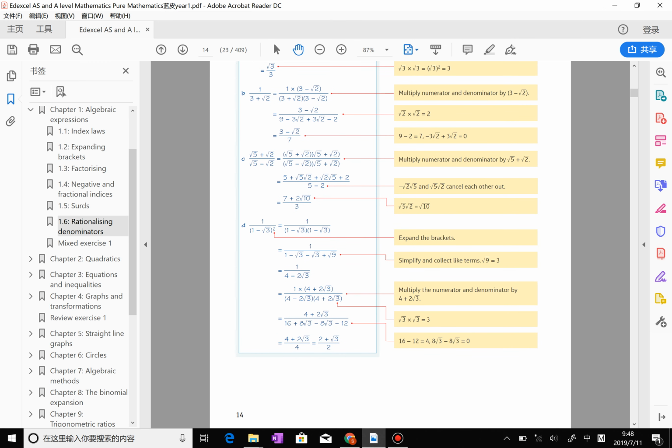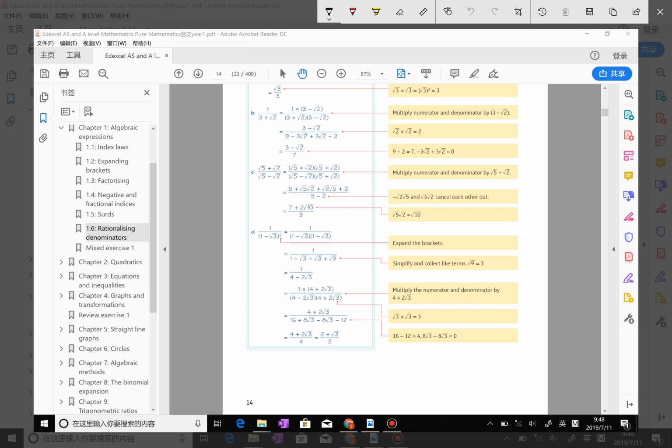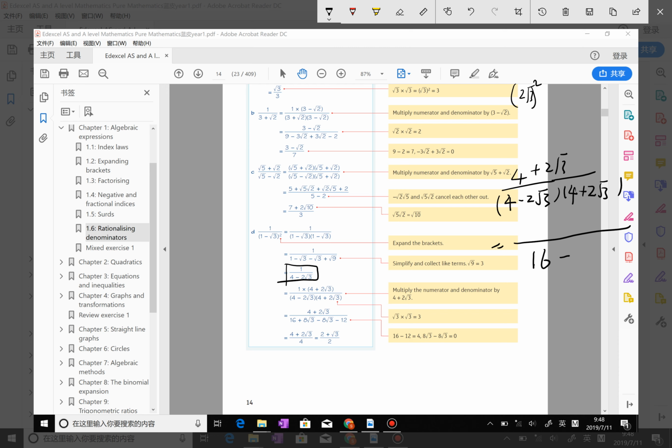Okay. Oh, I made a mistake here. What kind of mistake did I make? That's the first step. Okay, I calculated wrong. It's 1 over 4 minus 2 square root 3. So we can multiply by 4 plus 2 square root 3. Then the denominator should be 16 minus... oh yeah, okay, I know why. Because it should be 2 squared times 3, so you should have 4 times 3 instead of 2 times 3.